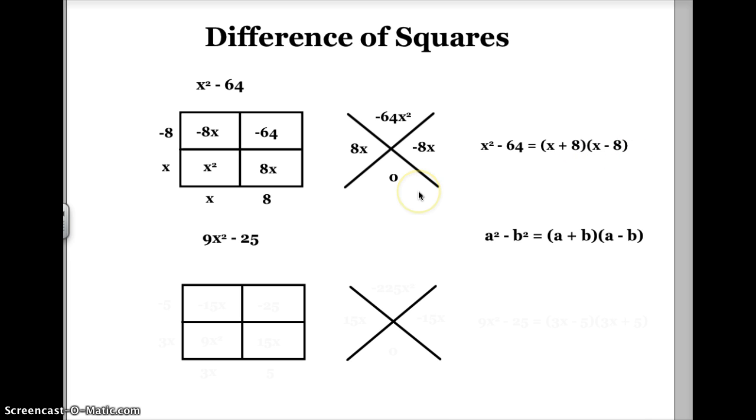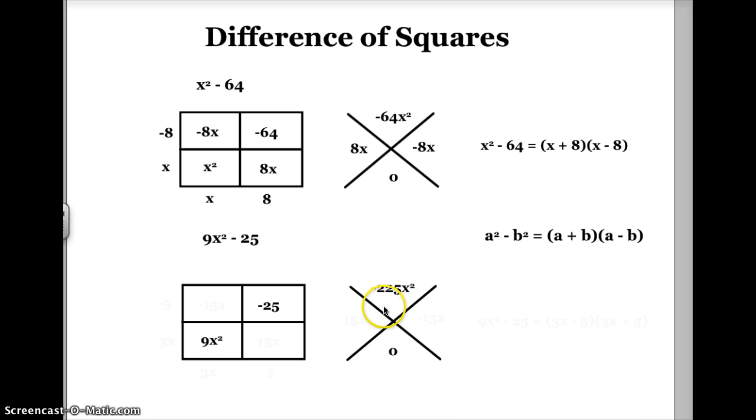Let's try another one that's a little bit more complicated. Just like before, I'm going to put my big tiles, or my x squared tiles, in the bottom left and my unit tiles in the upper right. Now the product of 25 times 9x squared is negative 225x squared, but the sum of these two boxes has to be 0 because I don't have an x term. So the product of these two boxes has to be the same as this product, which is negative 225x squared, and my sum is 0. I put both of those into my diamond problem.